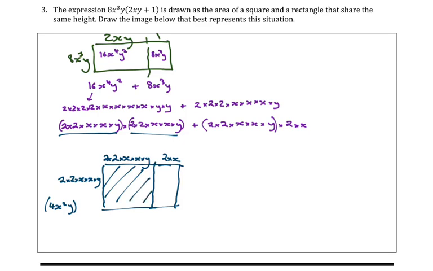And so it says draw the image below that best represents this situation. And here we have drawn the situation. The question said, can you draw it as an area of a square and a rectangle that share the same height? And that's exactly what we've done. So a very challenging question, mostly because the language is difficult.